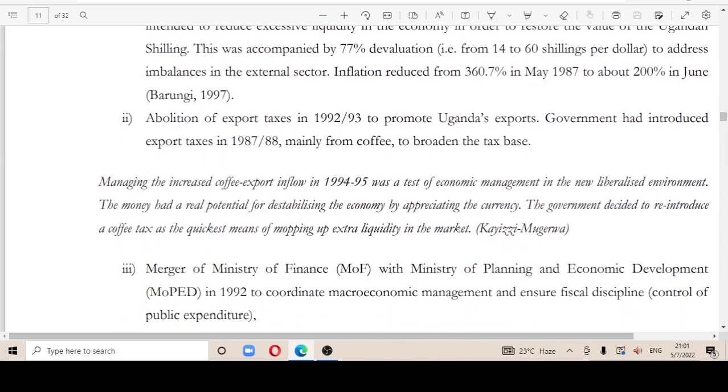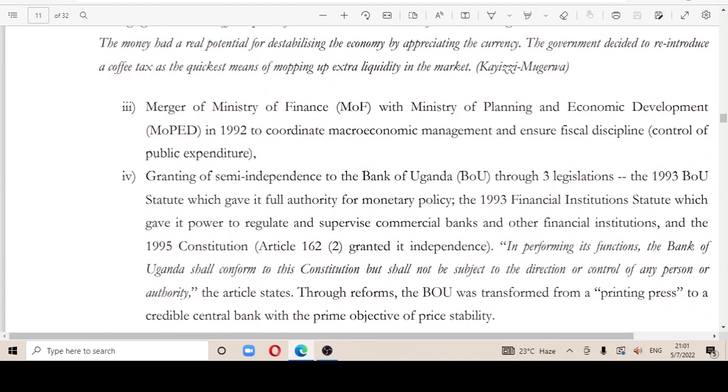Then the abolition of export taxes in 1992 to promote Uganda's exports. This encouraged people to export more. Then we have the merger of the Ministry of Finance with the Ministry of Planning and Economic Development to coordinate macro management and ensure fiscal discipline, by controlling public expenditure.